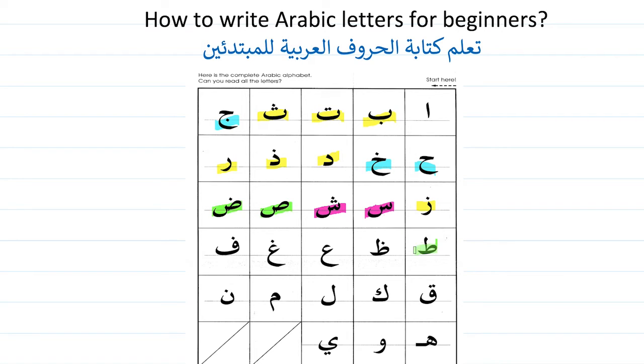Ta and Za, they're similar to Sad and Dad, just the ending part is missing, and then it's got like a stick on top of it. Ain and Ghain are same as well. Then now, after that, you'll find slight differences in the following letters. Fa and Qaf, they look like the same as well.